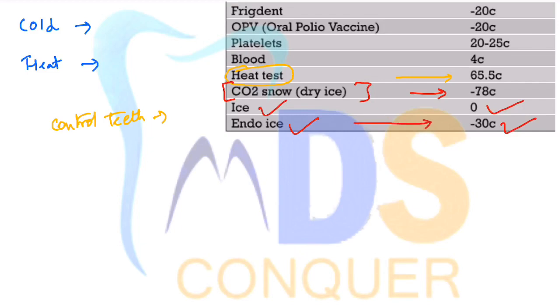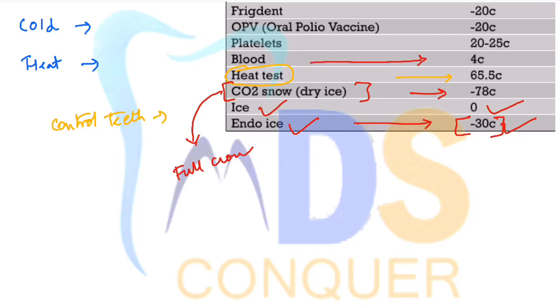So in most of your clinical scenarios, they give endo ice. The wording they give is endo ice. And carbon dioxide snow ice is regularly used in the case of your full crowns. You'll have full crowns or heavy restorations where you can use carbon dioxide snow, that is minus 78 degrees centigrade.